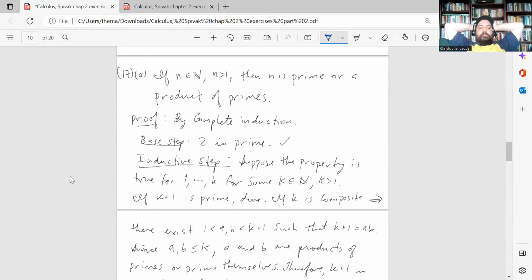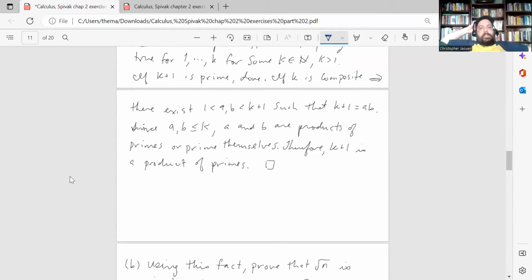Inductive step: suppose the property is true for 1 through k for some natural number k, where k is greater than 1. Okay, because if you remember, we don't define 1 to be a prime. The first prime is 2. Okay, so if k plus 1 is prime, then we're done. So we can start by assuming that k plus 1 is composite, meaning that it's not prime.